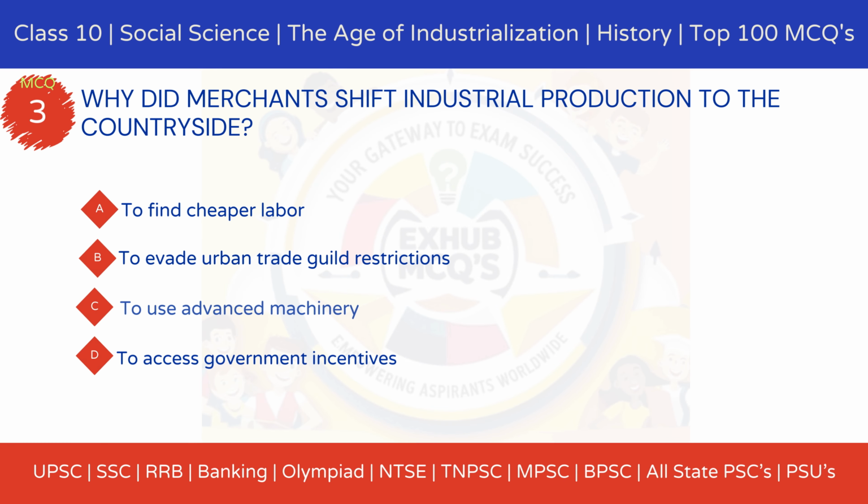MCQ 3. Why did merchants shift industrial production to the countryside? Option A, to find cheaper labor. Option B, to evade urban trade guild restrictions. Option C, to use advanced machinery. Option D, to access government incentives.